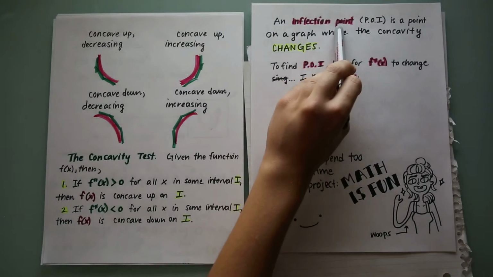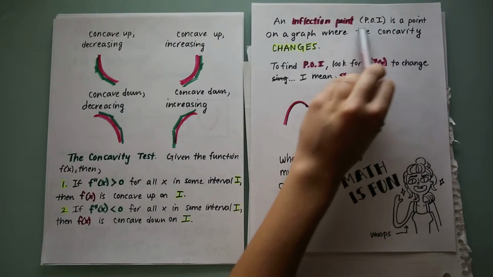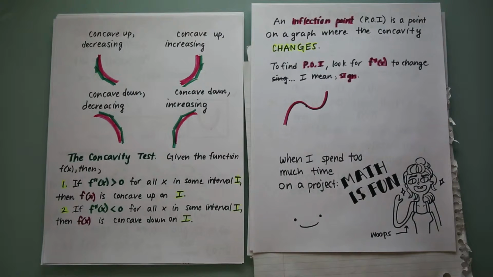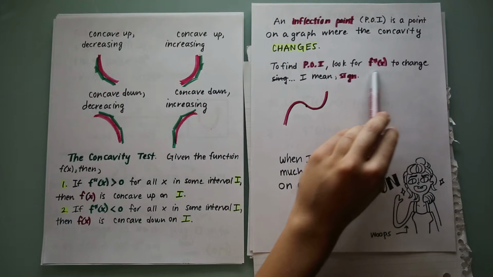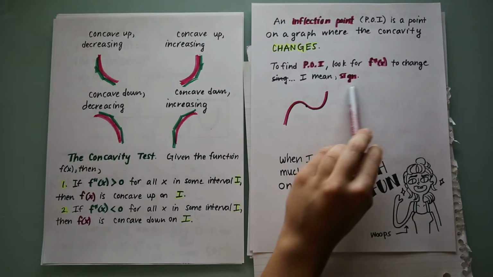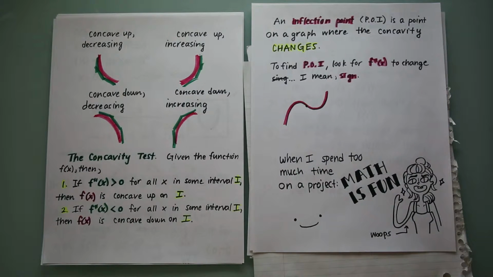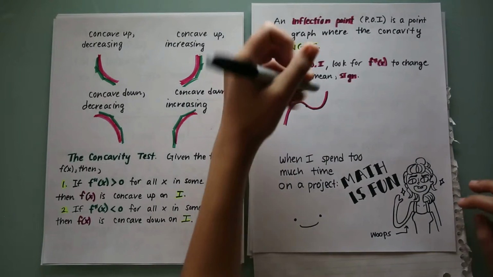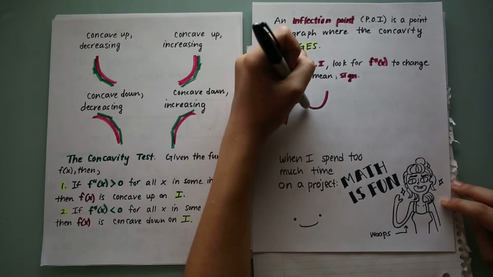A point of inflection, or a POI, is a point on a graph where the concavity changes. In order to find one, we need to look for when the second derivative changes sign, much like how we look for a relative max or min by the change of sign in the first derivative. Here is an example sketch of a point of inflection on a graph's function. The concavity changes from concave down to concave up.